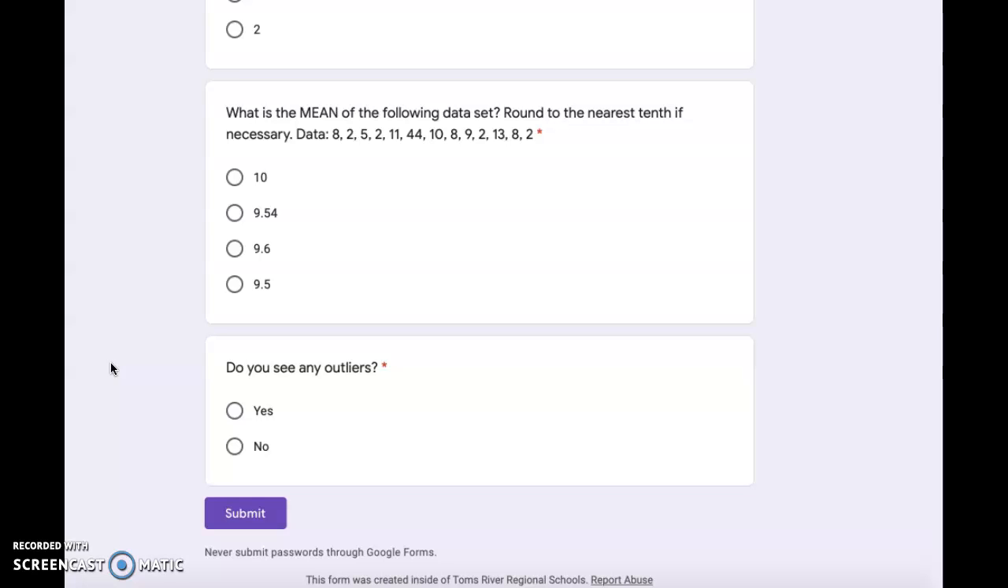Do you see any outliers in your data set? Yes or no?